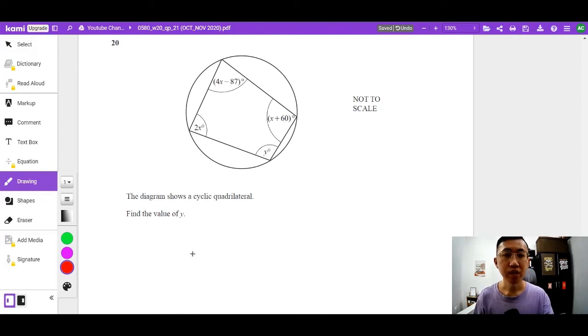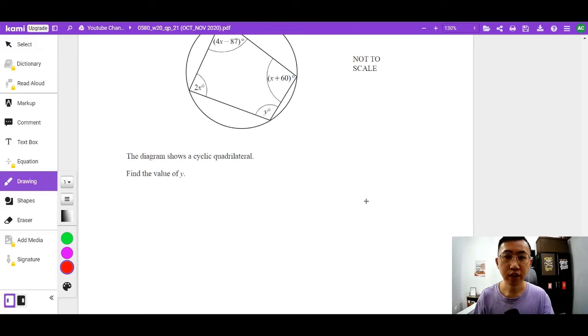Circle theorem. The diagram shows a cyclic quadrilateral. Find the value of y. Okay, so the cyclic quadrilateral theorem says that these two opposite angles will add up to 180 degrees, and the other two opposite angles will add up to 180 degrees. So you need to use this theorem. Do this one first because it's only algebra x. These two have algebra x and y. So always try to do these two first.